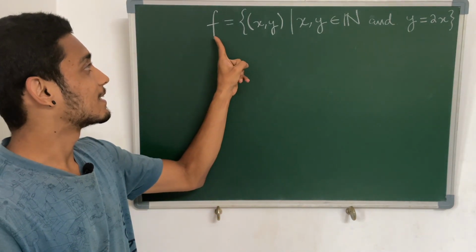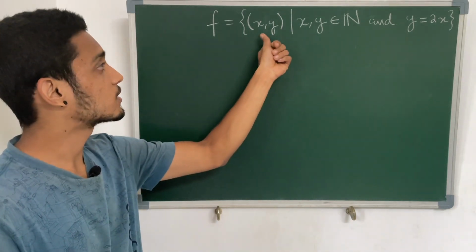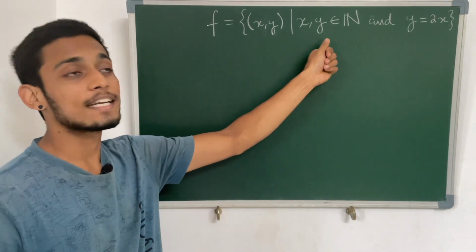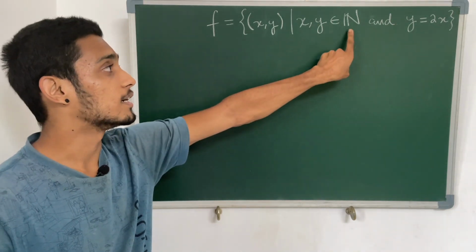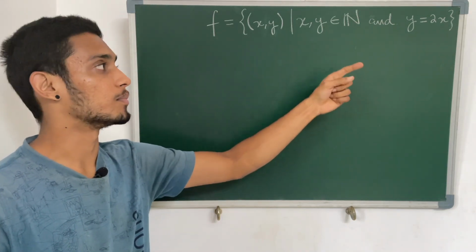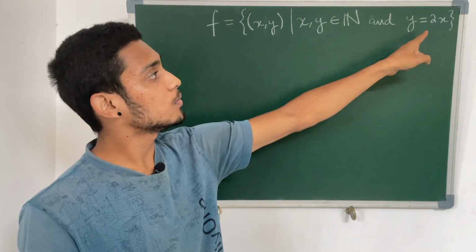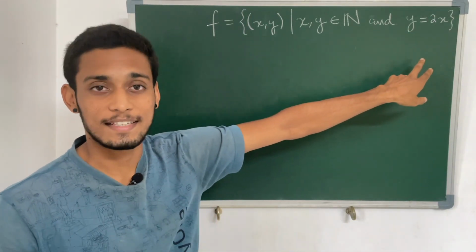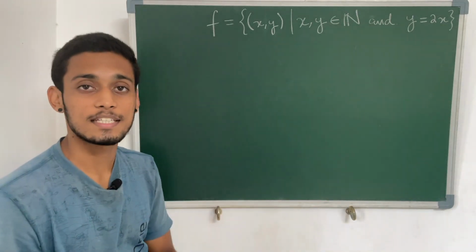So this relation f has ordered pairs in this format. So x comma y, such that x and y are both belonging to the set of natural numbers. We saw that this particular notation is reserved for the set of natural numbers, and that y is always equal to 2 times of x. So this is what the facts are. So this is what our given relation is.